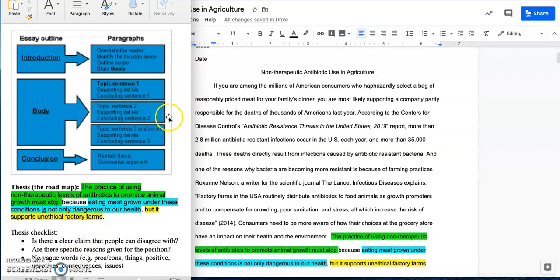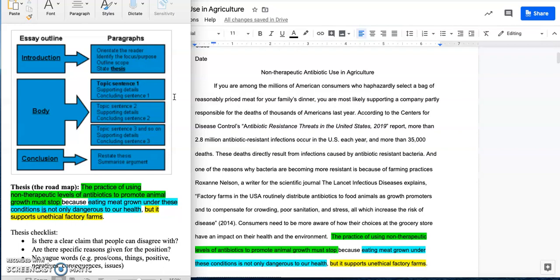So let's look at this image up top. Introduction, body, conclusion, kind of the three pieces. And on the right-hand side, it says paragraphs. The only problem I have with this image is that each one of the topics or reasons or main points is a paragraph to them. That's not the case for us.